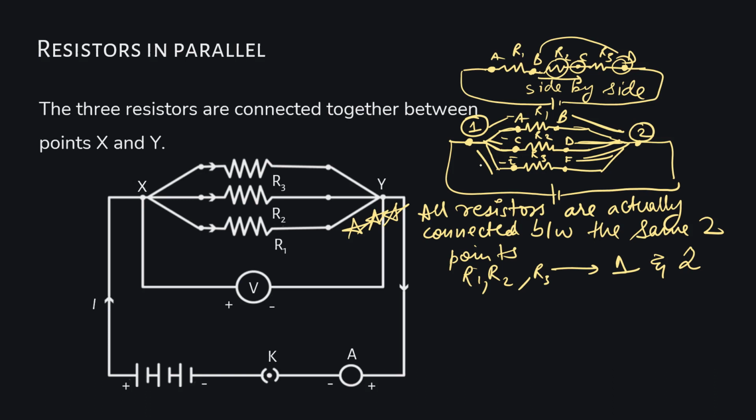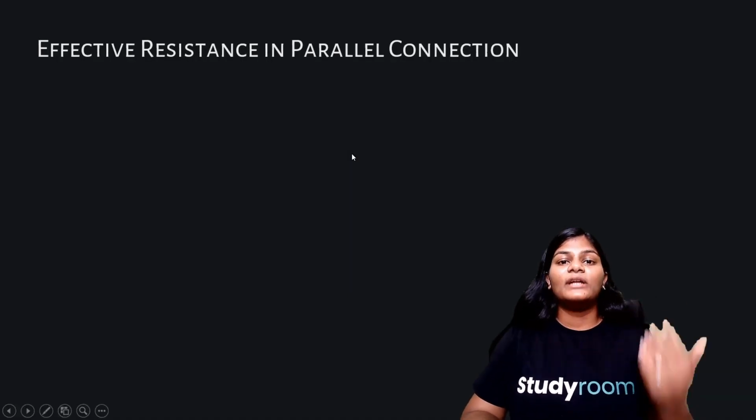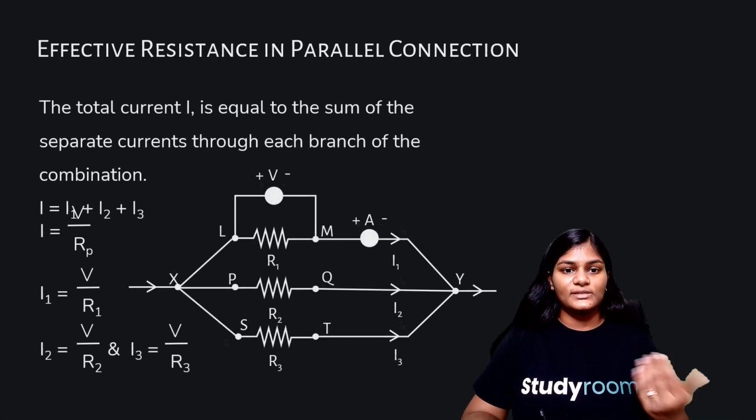So we've got this clear that all resistors in parallel are actually connected between the same 2 points, or they have the same starting and ending point. Okay. So like your PPT also says, the 3 resistors are connected together between points X and Y. See, all 3 resistors R1, R2 and R3 are actually connected between the main 2 points X and Y. They don't have individual starting and ending points here, here, here or here. Okay, great. Moving on. Keeping this concept in mind, now we will calculate the effective resistance.